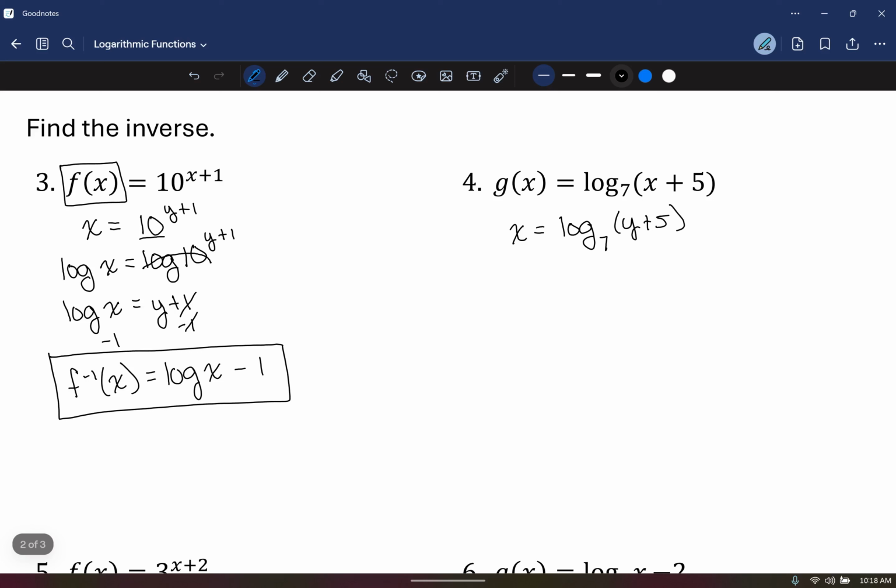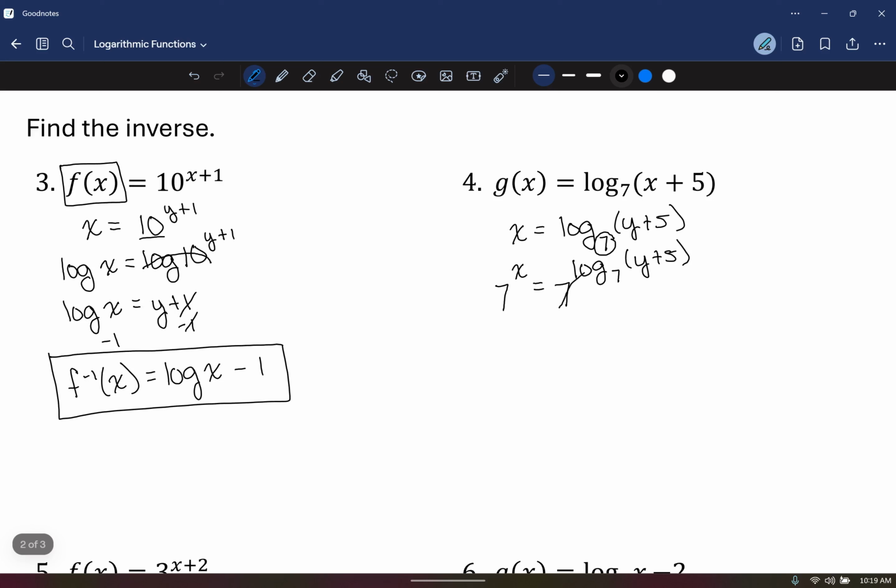All right, so we're going to switch x and y. Now notice on number 3, you did not have a log in your equation to begin with. So you had to use a log to get rid of that exponential base. Since you have a log, you need to use an exponential base. So if you have a log to begin with and you're doing the inverse, you're not going to log your log. All right, so I see that this log has a base of 7, so I'm going to use an exponential base of 7 and take 7 and raise it to the left side, and take 7 and raise it to the right side.